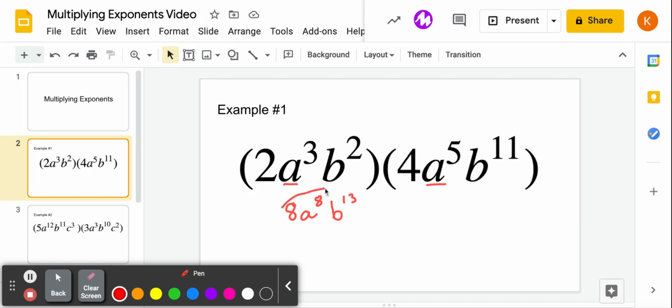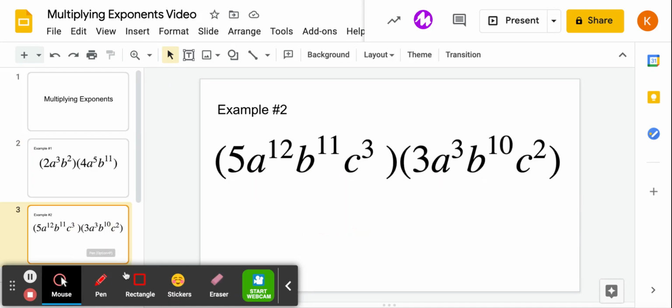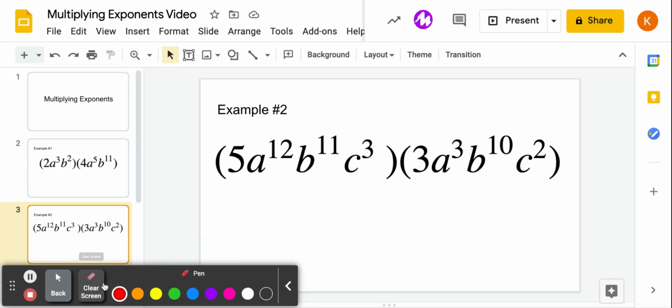So this example here simplifies to this right here. Much easier. It looks much cleaner. It's neater, more compact. And that's just what you did. You multiplied these two numbers, and you used the rules of exponents to do so. Let's take a look at another example. Okay, let me just clear this screen for 1 second. There we go. And let's go example number 2.